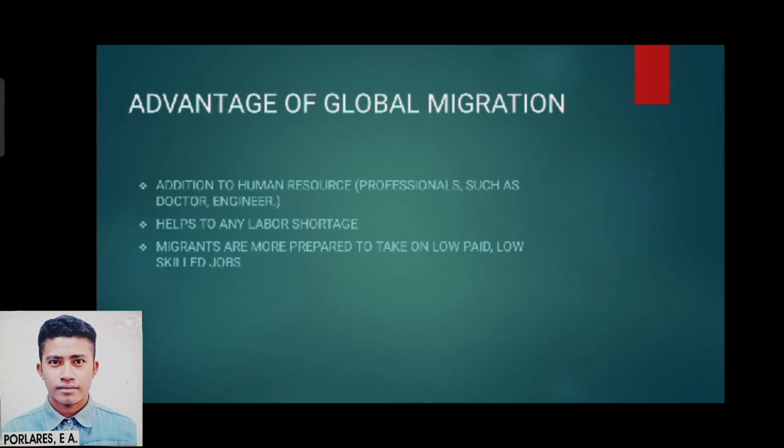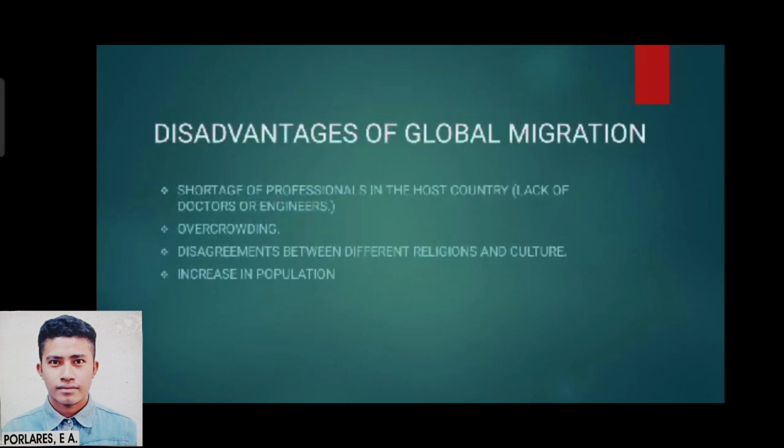Next, we will tackle the disadvantages of global migration. The first thing is the shortage of professionals in the host country, a lack of doctors or engineers. Because all the professionals will migrate to other countries, it will cause a shortage of professionals in the home countries, because they migrate to other countries for a better salary or better benefits.